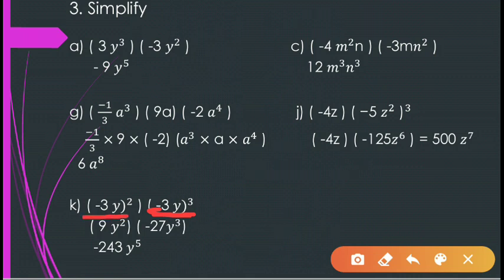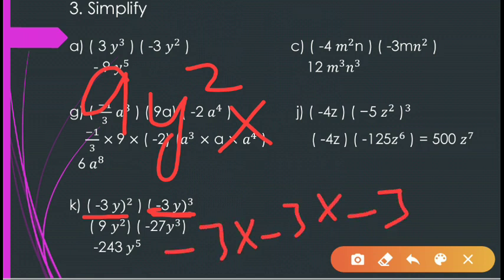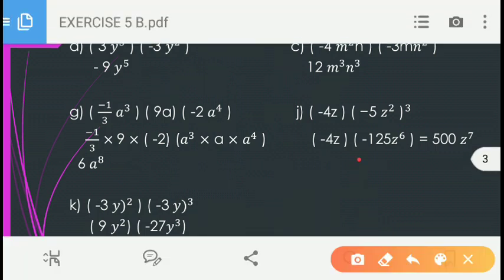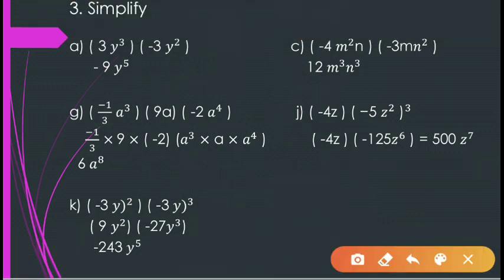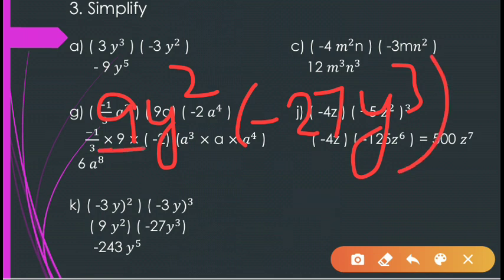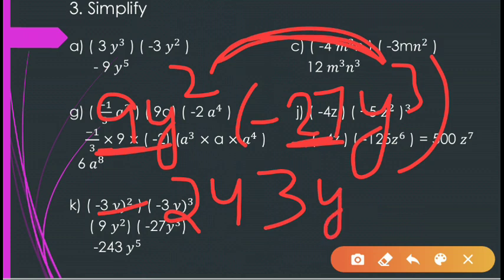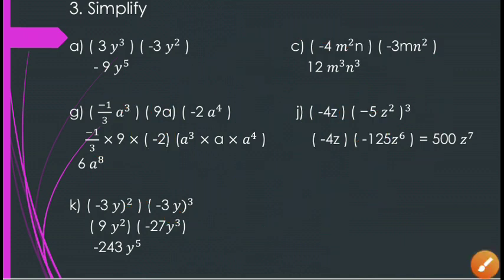The square of minus 3 will be 9, and then y square. And when you cube this, minus 3 into minus 3 into minus 3, you will get minus 27. 9y square, then minus 27, and then y cube will be y cube. Now multiply 9 into minus 27. 9 into 27 will give you 243, and a minus sign will be as it is. y square into y to the power 3 will give you y to the power 5. This is your answer.